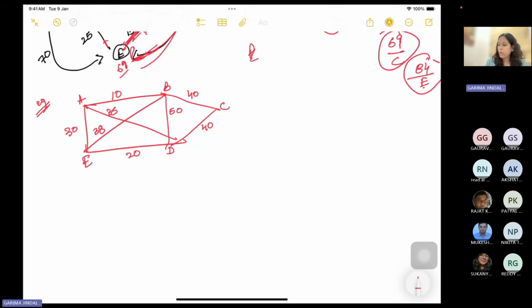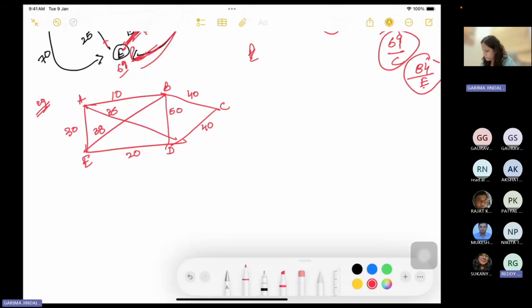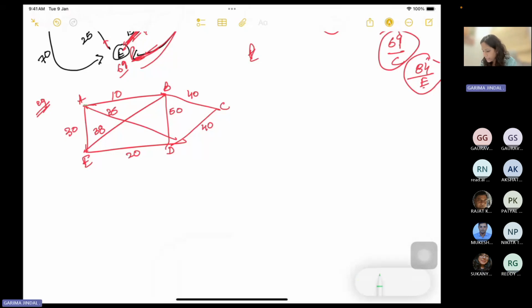Yes, ma'am. Okay, so in the Kruskal algorithm, we sort all the edges, and then one by one we pick the edges starting from the minimum weight, and if there's any cycle, then we will not add that edge in the spanning tree. So in this particular case, which is the edge with the smallest weight? AB 10. Correct. So firstly, in the spanning tree, this particular edge will be added.